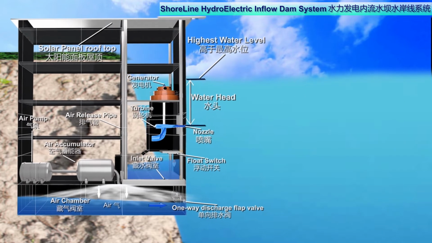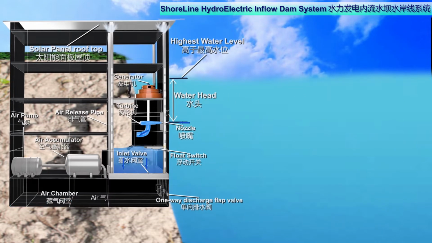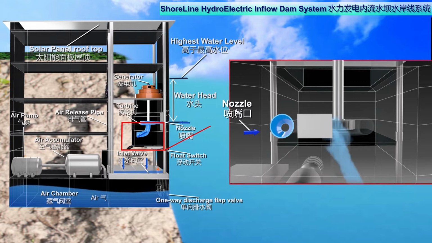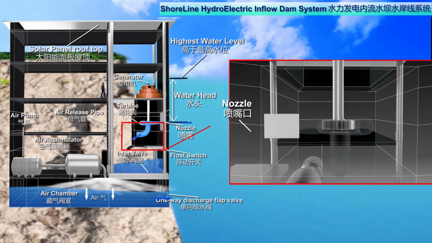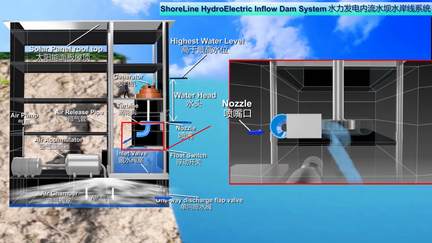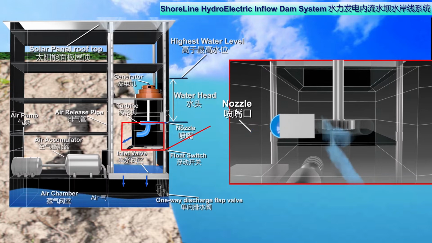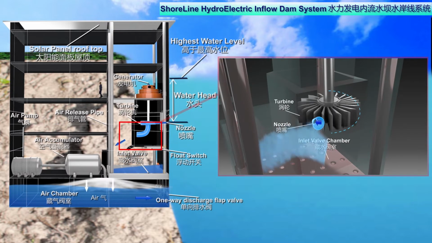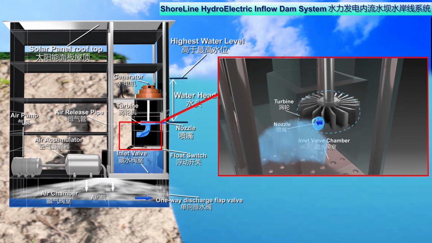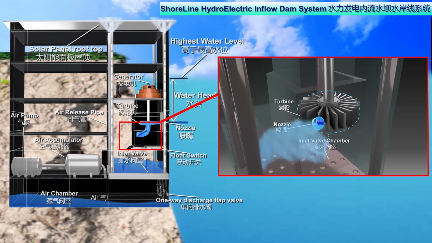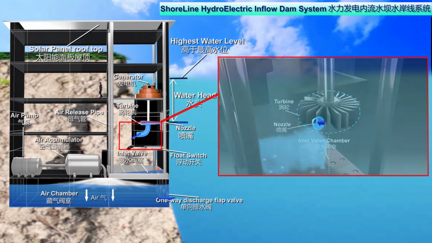The inflow dam is built higher than the highest water level, but the walls of the inflow dam are formed with nozzles so that jets of water flow from outside the inflow dam into the interior cavity. The kinetic energy in the water jets is imparted to the impellers of an impulse turbine, thereby rotating the impulse turbine to generate electric power.